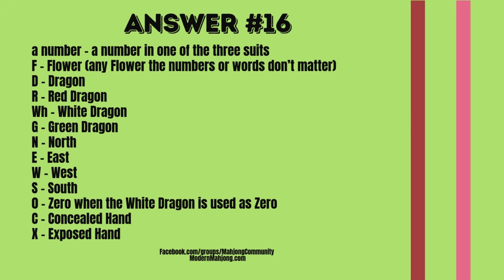A 0 is for when the white dragon is used as the suit neutral 0. C means your hand is concealed. X means your hand is exposed.